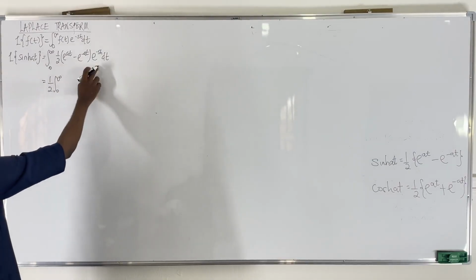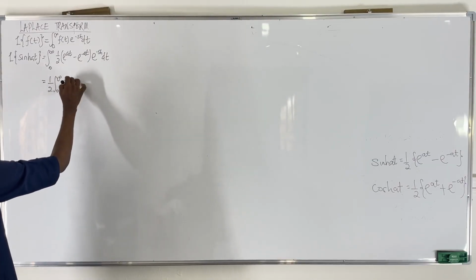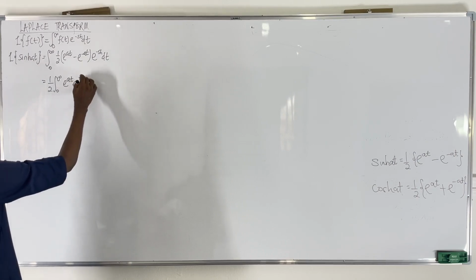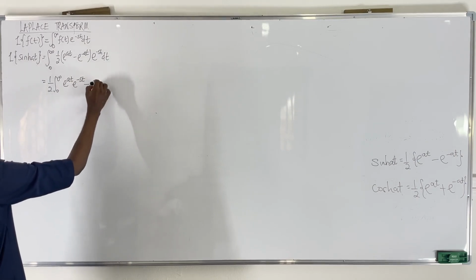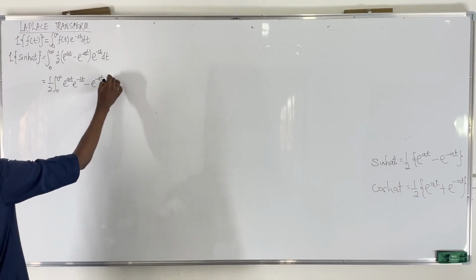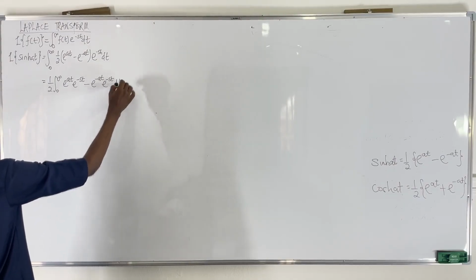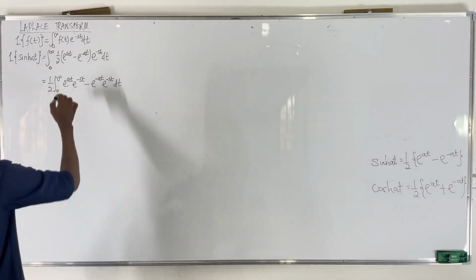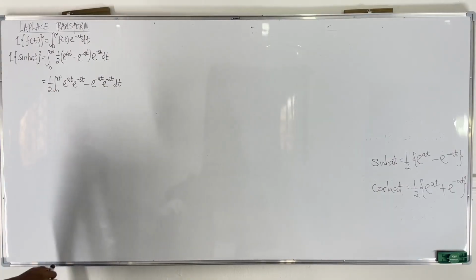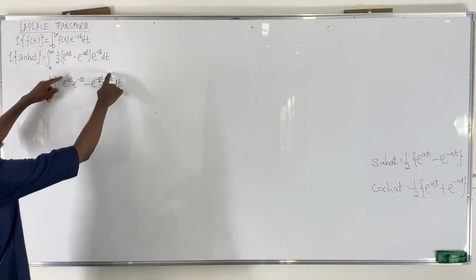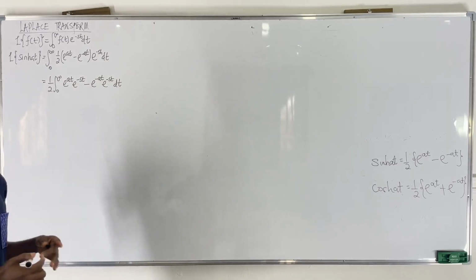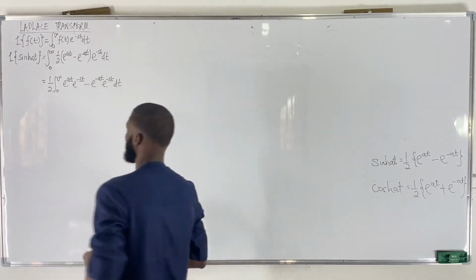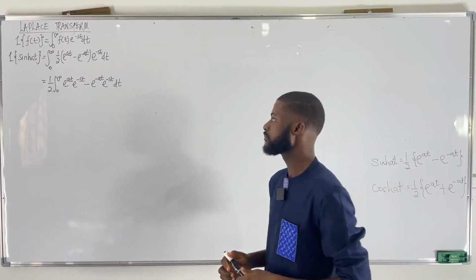Now here I can expand. So this will become e to the at e to the minus st minus e to the minus at e to the minus st dt. Ideally, there's supposed to be a bracket around everything here, then dt, but I don't think I should stress about that.